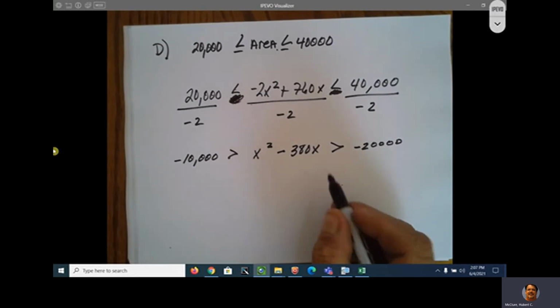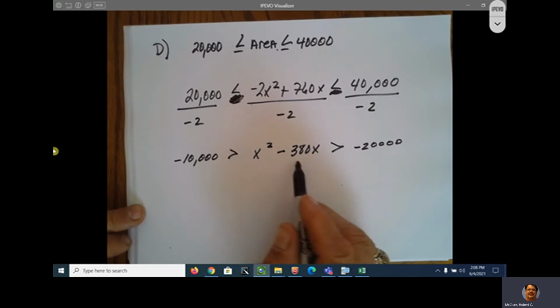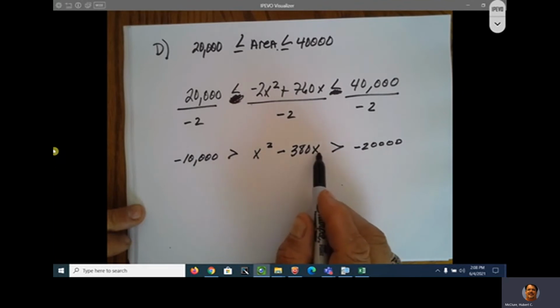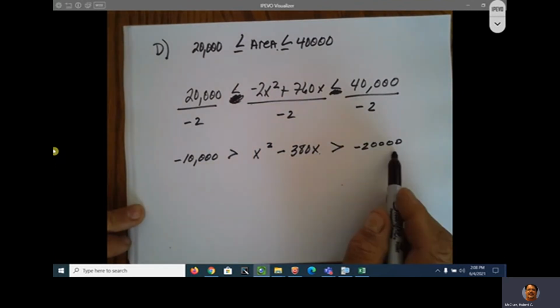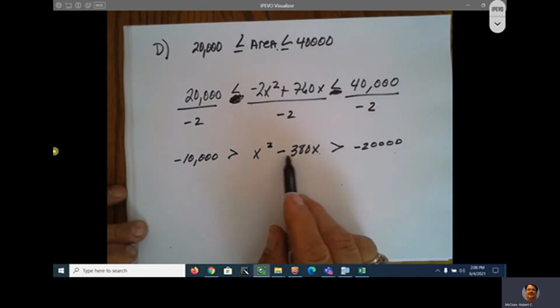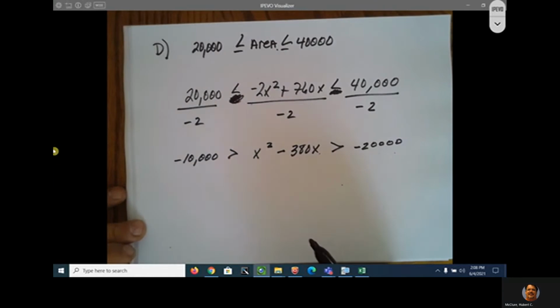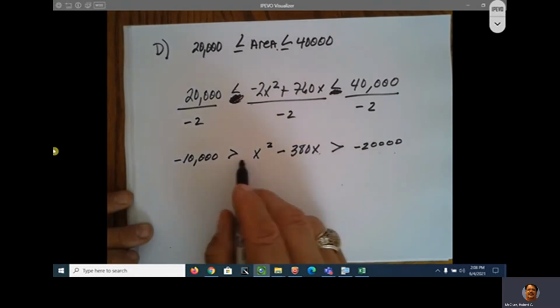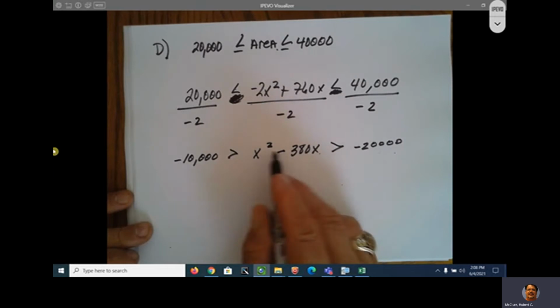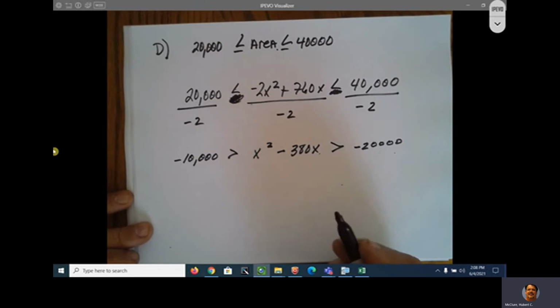Now it would be easier to complete the square in the middle, and whatever you add to the middle, you've got to add to these guys. Now, why do we want to complete the square? Because you can't add 380x to any of these. You just get more of a mess. So that's why we're going to get a shortcut right here by completing the square.